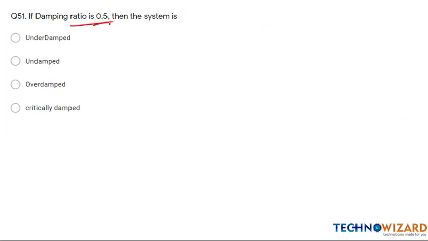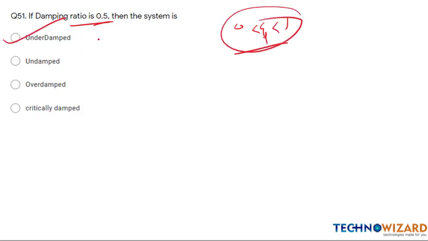Now, if the damping ratio is 0.5, always when the damping ratio lies between 0 and 1, then the system is underdamped. Remember this. When it is 1, the system will be critically damped. When greater than 1, then overdamped, and when less than 0, then undamped. Therefore, option A is the correct answer here.